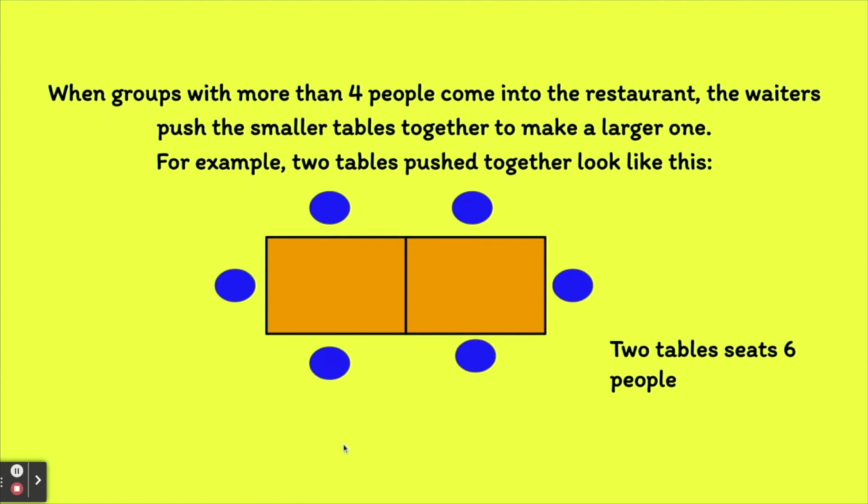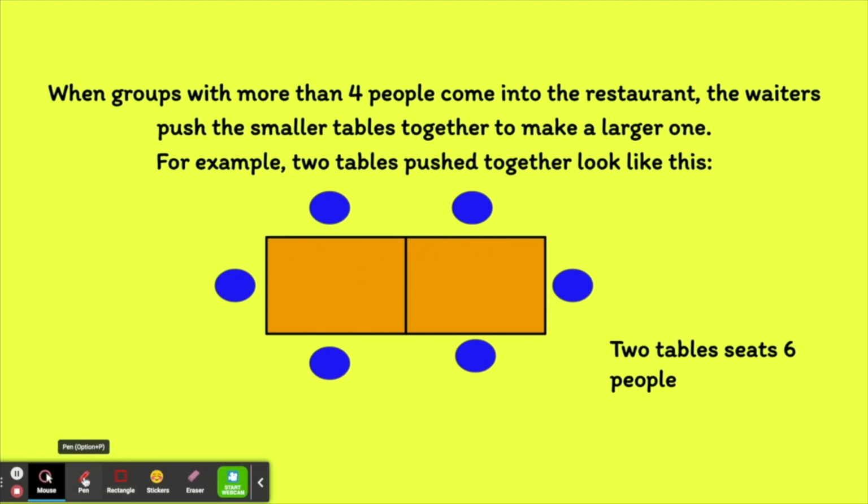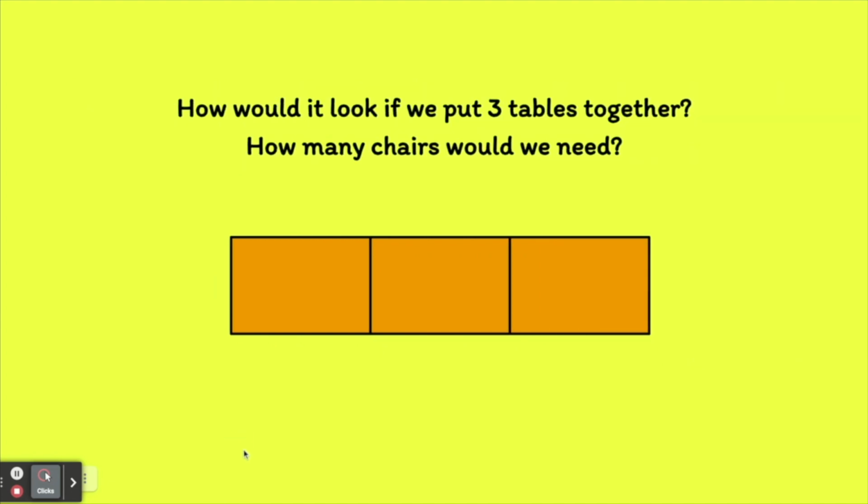Once they're combined together, this area, let me pull my pen, this area cannot hold a seat. All right, so keep that in mind as we are pushing these tables together. All right, now, how would it look if we put 3 tables together? How many chairs would we need?